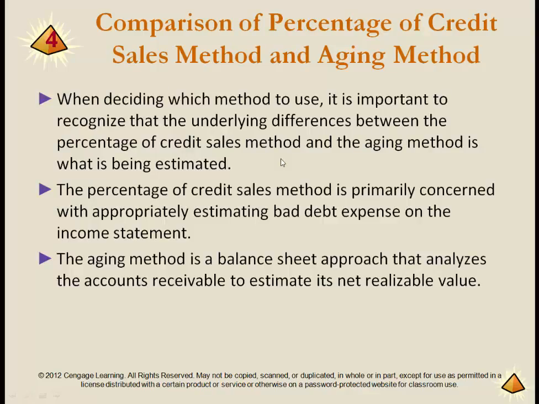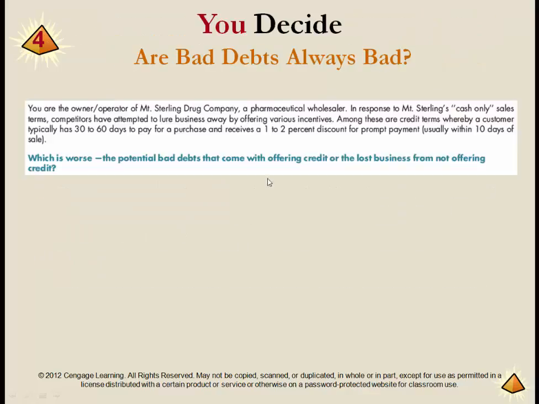So you look at the two, what's different about them? The first one, the percentage of credit sales, is primarily bad debt based off of the income statement, and the aging is based off a balance sheet. So this one's an income statement approach, and the bottom one is a balance sheet approach.